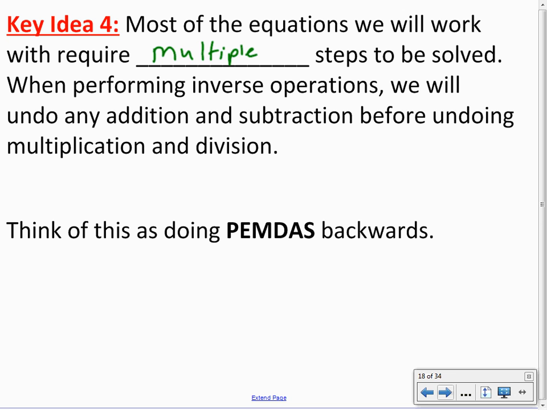Since there's going to be more than one step, you have to be careful about when we're performing inverse operations. We're going to undo any addition and subtraction first. Okay? We'll undo any addition and subtraction first, and then we'll follow that by undoing multiplication and division. You can kind of think of it as doing PEMDAS, your order of operations, backwards.